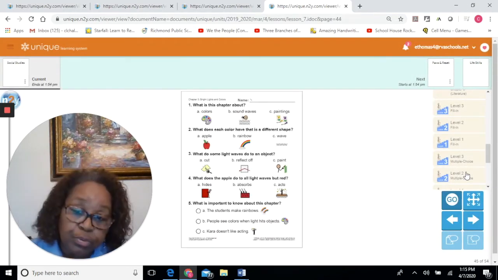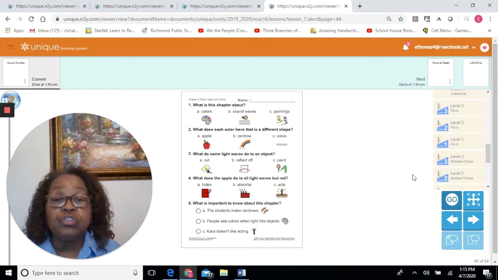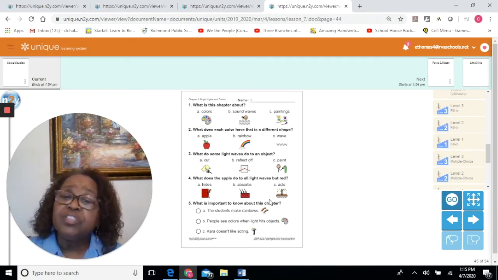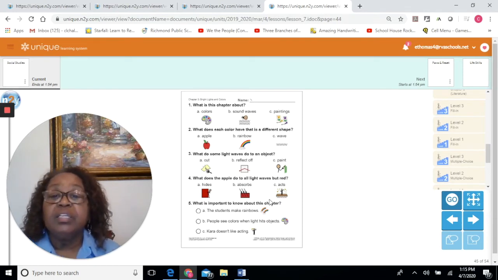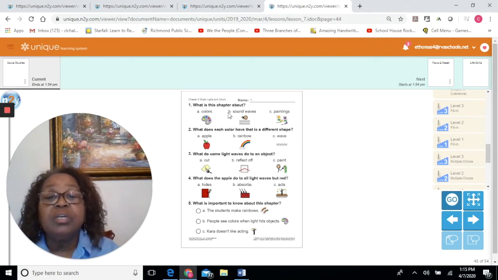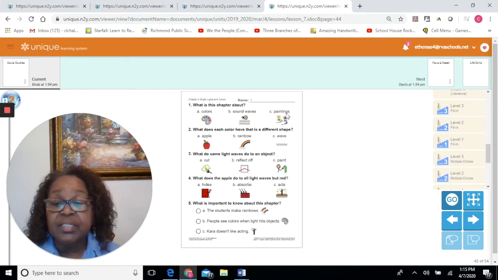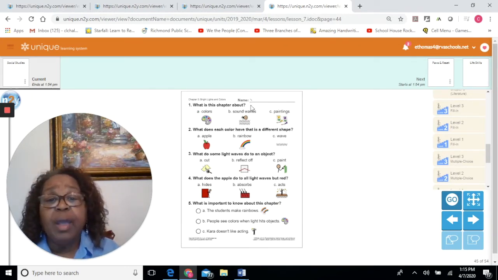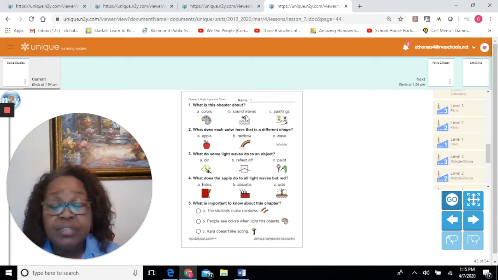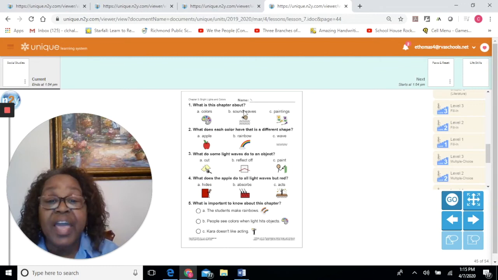Here we have a multiple choice where you get to circle the best possible answer. What is this chapter about? Is this chapter about colors, sound waves, or paintings? Here we get to use our test taking strategy of slash and trash. This would be a good strategy because here, is this chapter about sound waves? We didn't hear anything in this chapter about sound waves, so we are able to slash this possible answer.